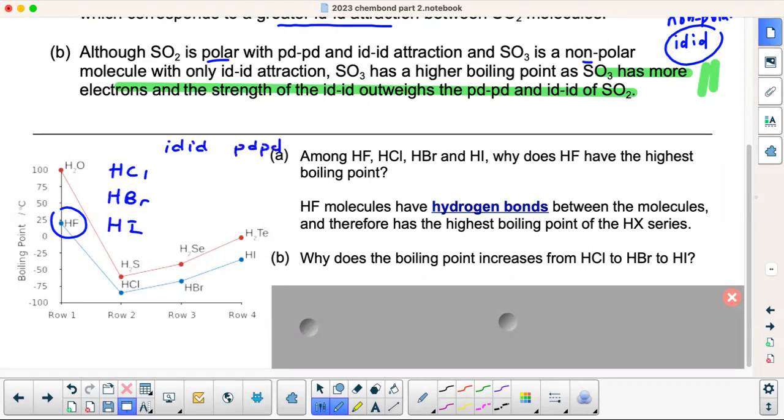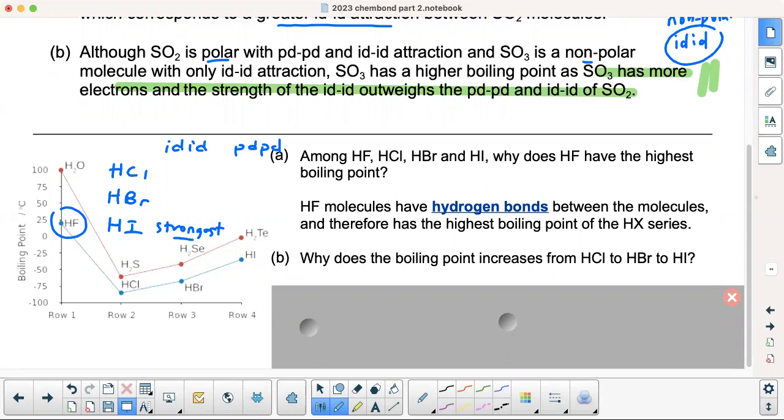Okay, but if I'm going to ask you this question, which one has the strongest ID out of these three, right? Which one has the strongest ID? Definitely is the one with more electrons. So you can write down HI has the strongest ID. Okay, but for PD, who's the strongest? Who do you think PD is the strongest?